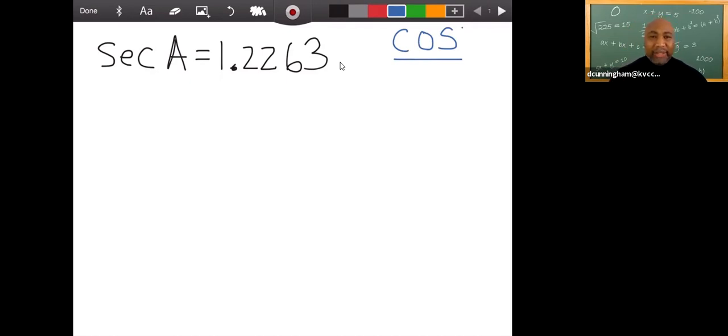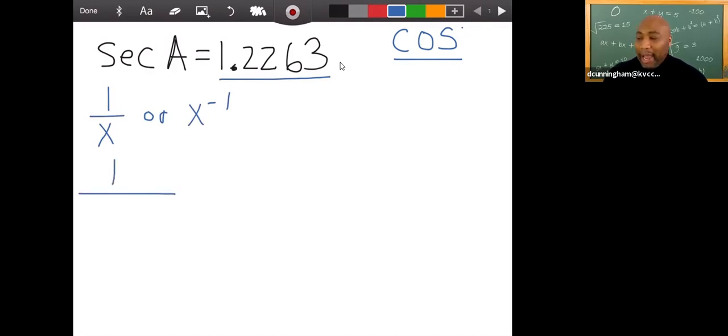So when you have the secant of A equal to 1.2263, the first thing you're going to have to do is take the reciprocal of this value here. What I mean is you're going to have to look at your calculator. You can use this button, or another way to do it, if you like it this way, is basically say 1 divided by 1.2263. That's the first thing you need to do before we do the problem.